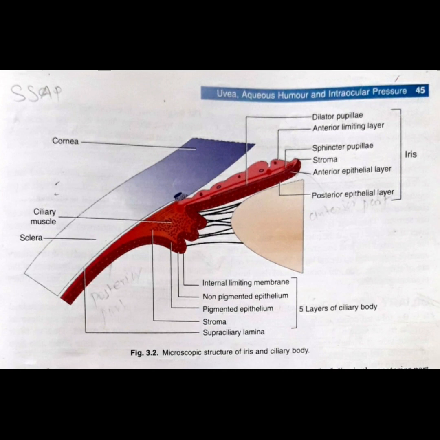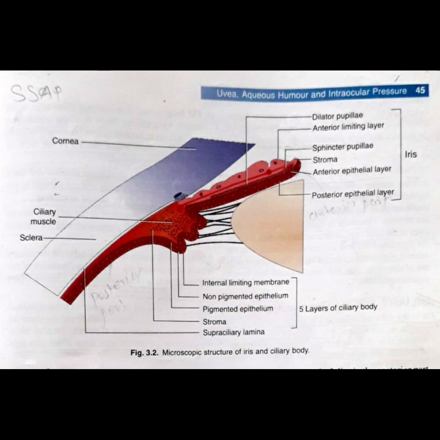It has circular fibers, radial fibers and longitudinal fibers. The circular fibers of the ciliary muscle act as a sphincter muscle. That's how it can control the phenomenon of accommodation. It slackens, meaning loosens, the suspensory ligaments, and then the crystalline lens bulges out and accommodation occurs. So this is about the ciliary body structure.